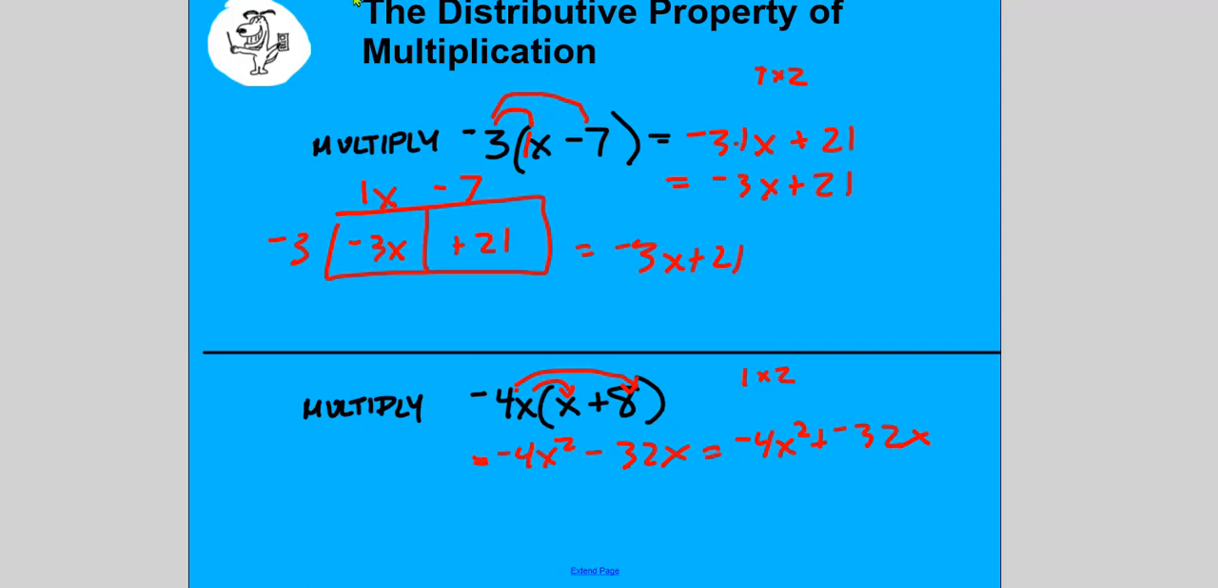Alright, so now let's do this problem using the box. I have a 1 by 2, so I have a negative 4x here. I have x plus 8, or 1x plus 8 here. Negative 4x times x is negative 4x squared. Negative 4x times 8 is negative 32x, which gives us, when we take it out of the box, negative 4x squared minus 32x, or negative 4x squared plus negative 32x.